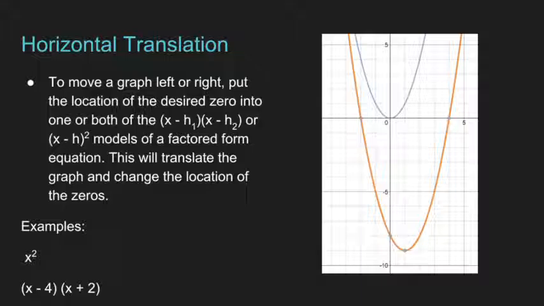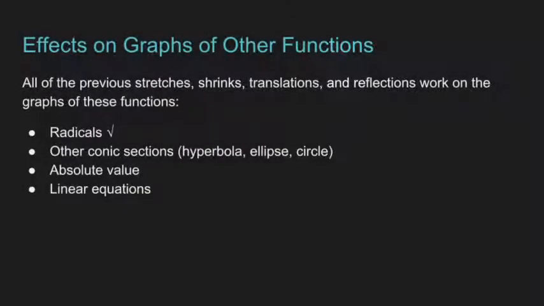Notice how there are zeros at negative 2 and 4, and those were the desired zeros in this case. It horizontally changes the graph and shifts it over, and because of this change of the zeros, it actually causes a vertical translation as well. And all of the previous stretches, shrinks, translations, and reflections work on the graphs of these functions: radicals, other conic sections, hyperbolas, ellipses, and circles, as well as absolute value and linear equations.